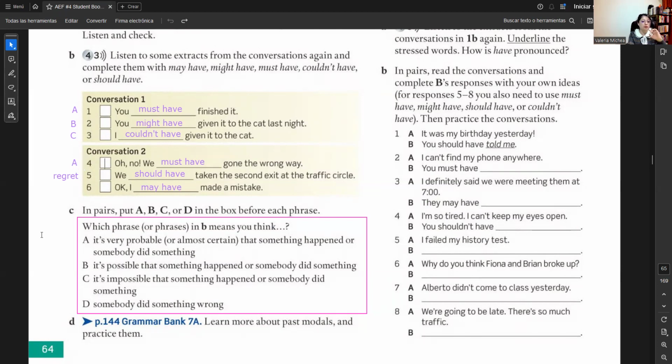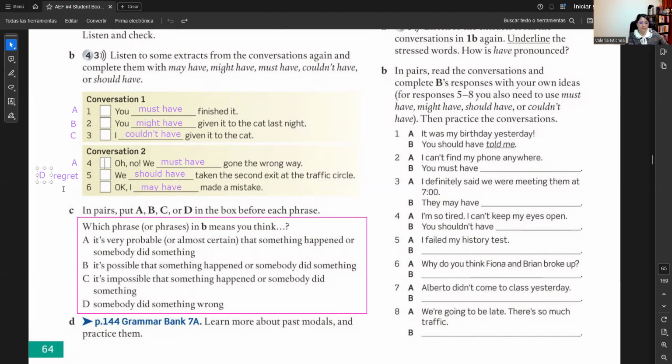Let's see example 5. We should have taken the second exit at the traffic circle. I'm not very sure, it's B. Do we have any other options? D. Yep. In this one, I agree with the rest of the guys, because yes, D, somebody did something wrong. Oh, I shouldn't have done that. You should have called me. You should have done your homework. All right, so it is very obvious that someone did something wrong. So when we use should have, it's because someone did something wrong.